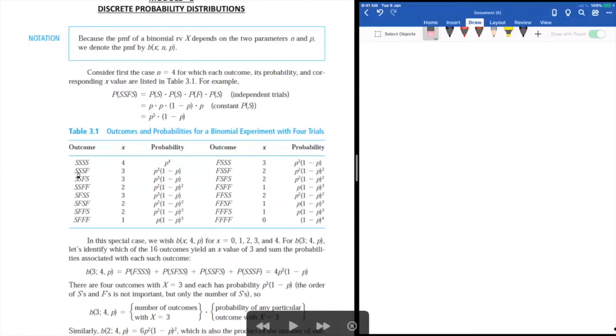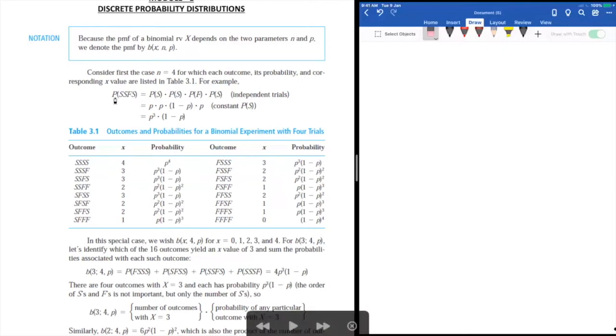The second case has 3 successes, again 3 successes, 2 successes, 3 successes, 2 successes, etc. And the last one is failure, failure, failure, failure, 0 successes. Now each outcome with its probability is shown in this table. The first one is 4 successes, and the probability of success is equal to p.